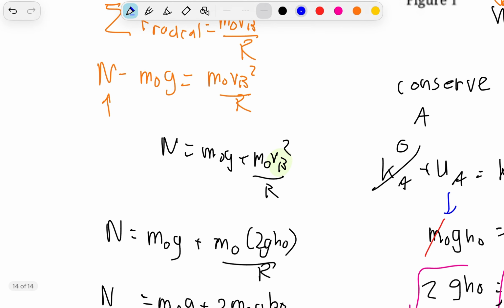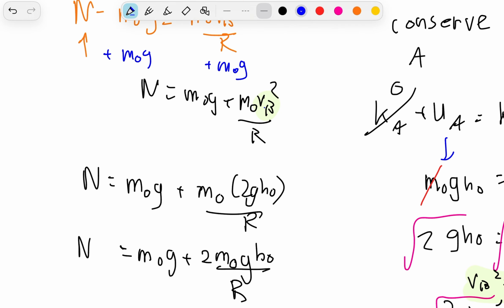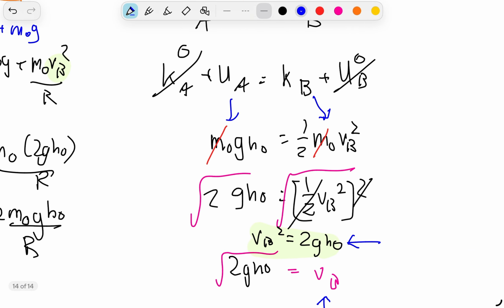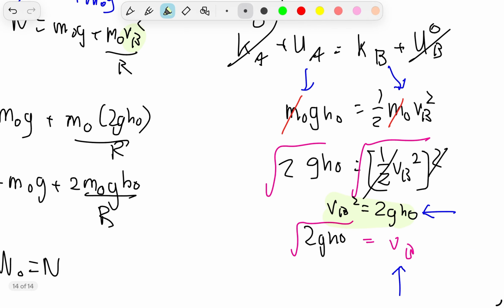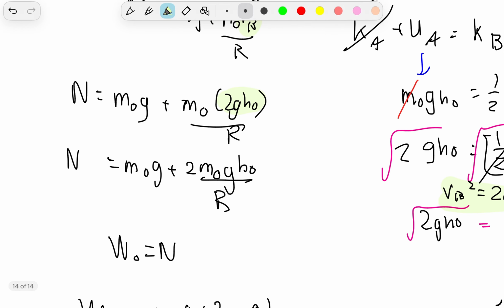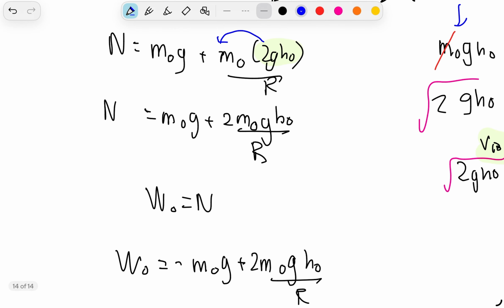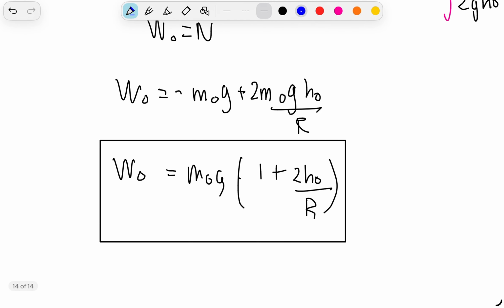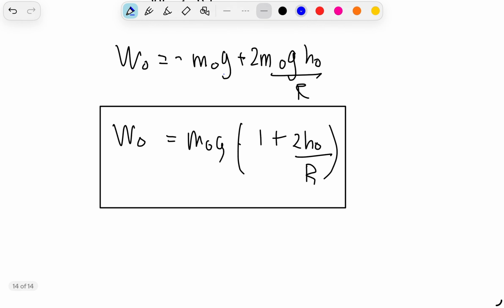So then if we solve for normal force, we just add our M initial G to both sides, and then we get this expression here. So we see that we have a VB squared here. And earlier we found that over here. So then you substitute this in right here, and then you get this form. We can move the 2 to the front to make it look more simplified. And then we get this equation. We know that our weight initial is equal to the normal force, so this is just our expression. And then here, all we did was factor out that M initial G to get this simplified form.